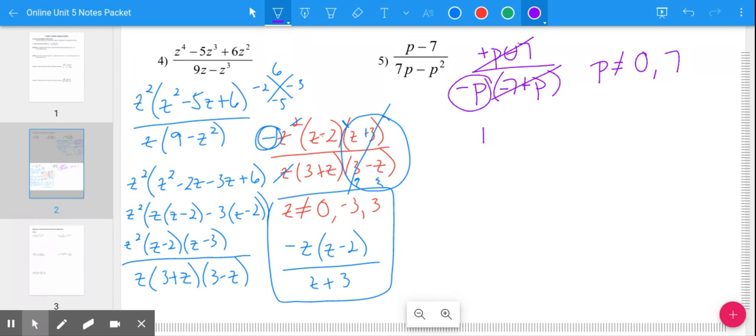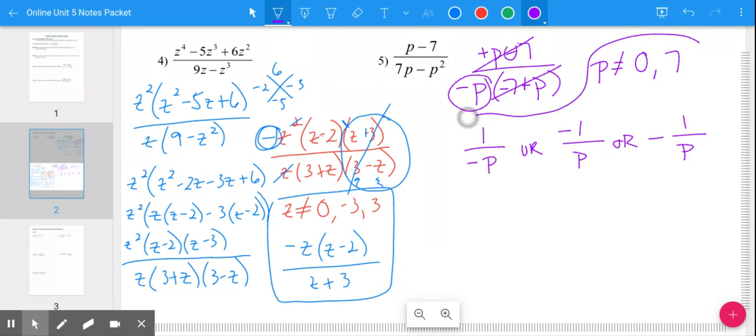So we'll put a 1 in the top, and then you can either write it as negative p, or you could put the negative on the top, so negative 1 over p, or you can just put the negative out in front. Fractions have a couple different ways to write a negative. So any of those three answers plus our excluded values from the top would be our final answer for this one.